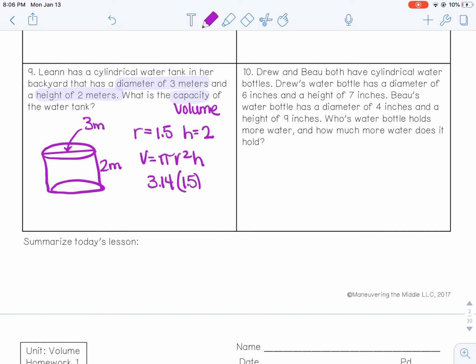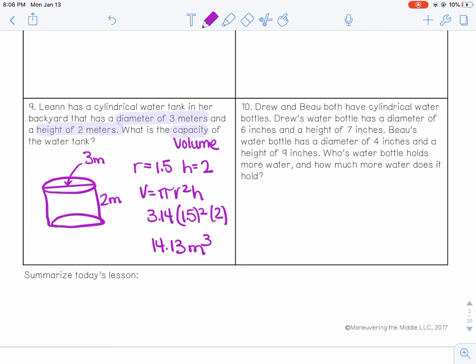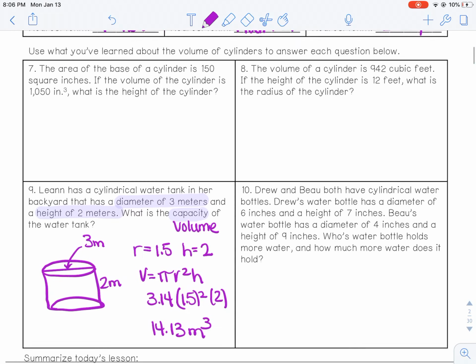That's going to be 1.5 squared, and that's going to be 2 over here. Okay, and when I multiply that out, it's going to give me 14.13 meters to the third power. Almost forgot that. Okay, I like that word problem. That's a good one, but it's pretty straightforward.